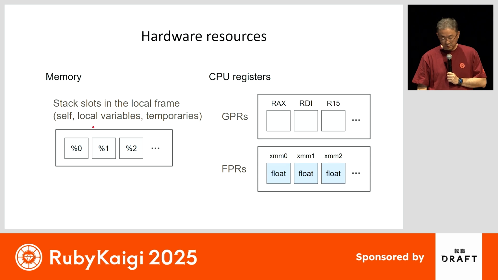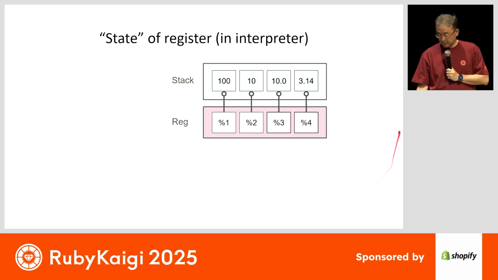And there are several hardware resources that the CPU can use. There's a stack in main memory, which is slow, and registers in the CPU, which are fast. In the x86 CPU, there are roughly two categories of registers: general purpose registers and floating point registers. We must use floating point registers to calculate floating point. And in the interpreter, the value of each register is stored in the stack.